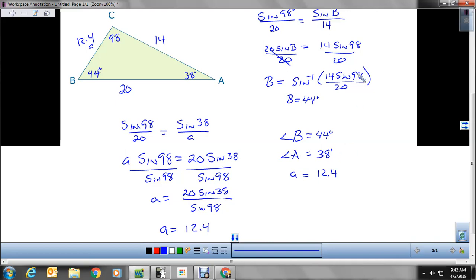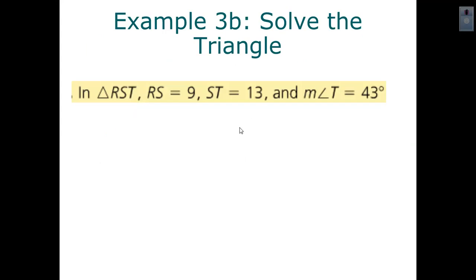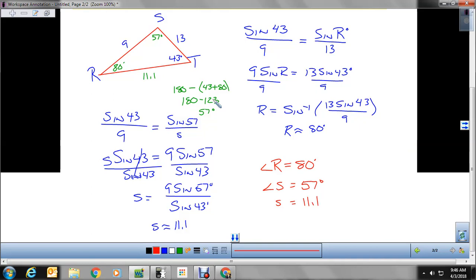So let's go to the next one. Solve the triangle for part B here. Draw your triangle, label all the parts, and find any missing values that you need. Pause the video now, try this yourself, and then come back and see how you did. Okay, let's see how you did.